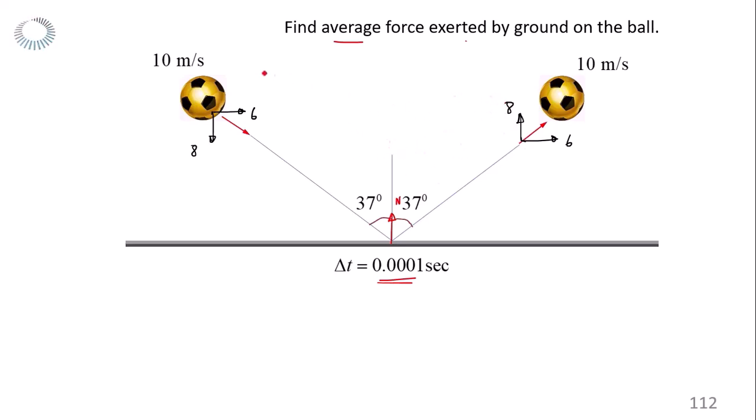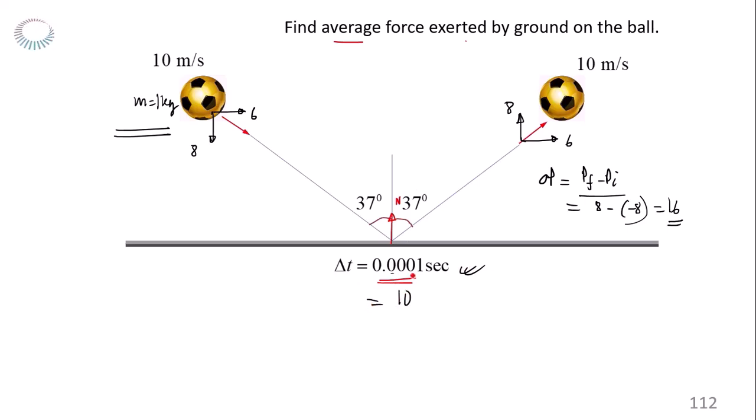Okay. Let us say the mass of the ball is 1 kg. So delta P, the momentum change, should be equal to P final minus P initial. The total momentum change is 8 minus minus 8, that is 16. 16 is the momentum change. In how much time? This much time, 10 to the power minus 4 seconds. So in 10 to the power minus 4 seconds, the total momentum change is 16.